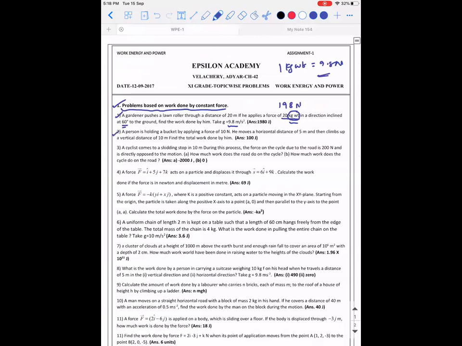Sir, one. Mithun, go a little away from the mic. I think your mic is very close. Sir, I am getting some other answer, sir. Not 198 Newton, sir. Sir, no, sir. 20 into 9.8, sir, I'm getting 196, sir.